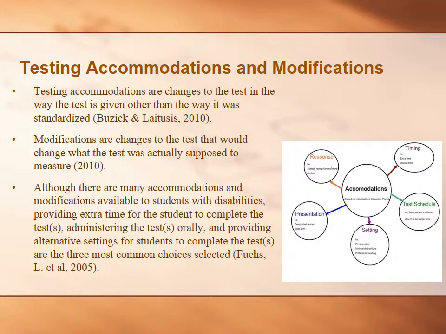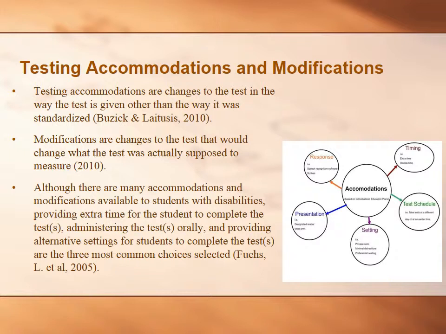Modifications are changes to the test that would change what the test was actually supposed to measure. For example, an accommodation for the upcoming ACT could be extra time. Although the test is already timed, the test does not measure how quickly one completes the test. So having an accommodation of extra time will not change the test and what is actually being measured.